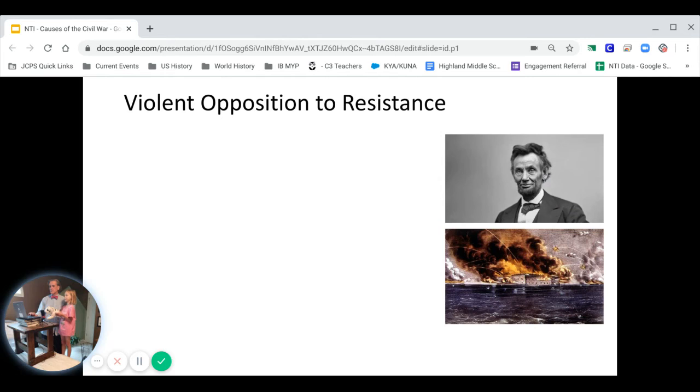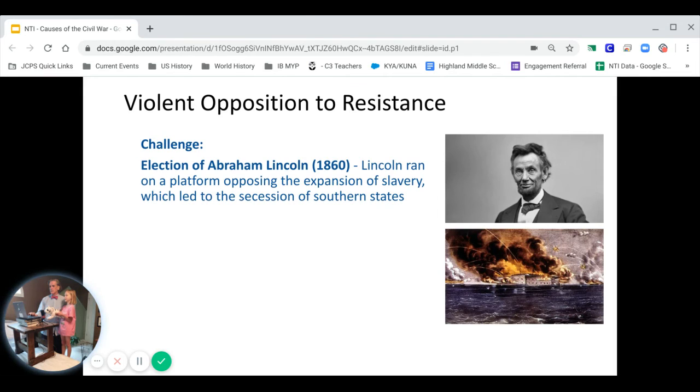Some more opposition. So you see Abraham Lincoln at the top there, and there's a battle at Fort Sumter. So, what is considered a challenge to the slave system, in 1860, Abraham Lincoln becomes elected president. He ran on a platform opposing the expansion of slavery. So he was against slavery, but he ran on a platform where it couldn't be expanded into new territories. And so the slave states, the southern states, after he got elected, saw this as a challenge. So they seceded or left.